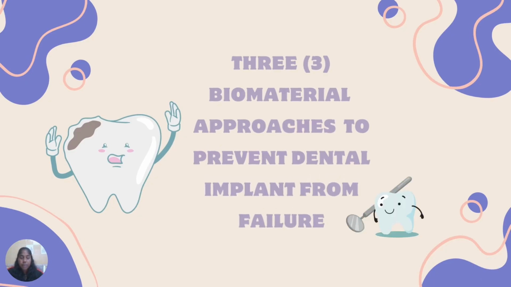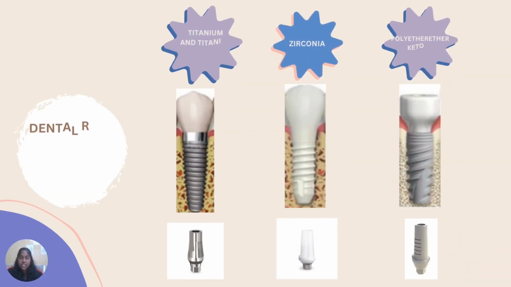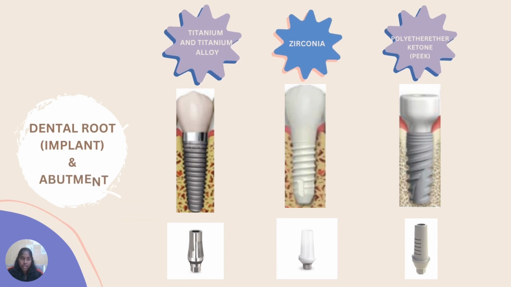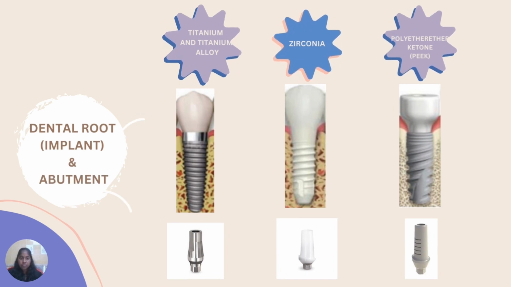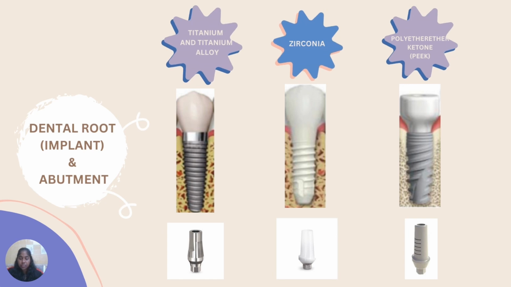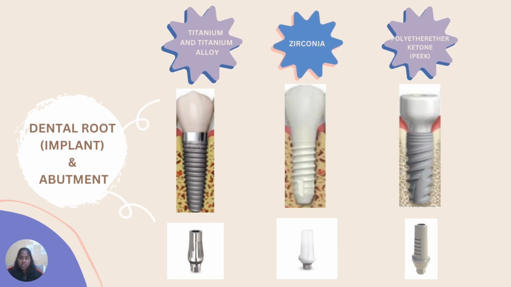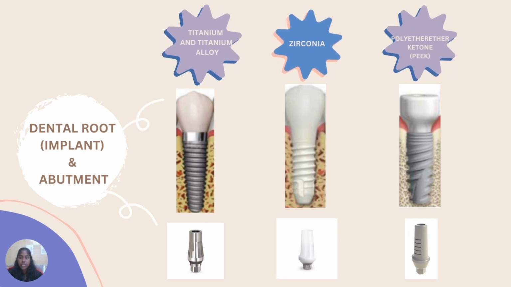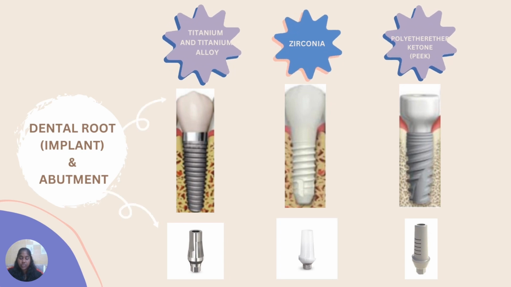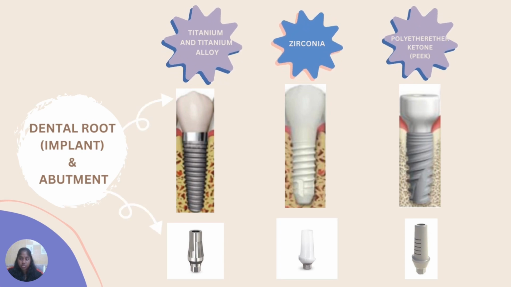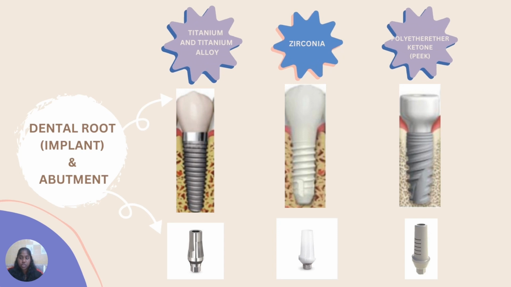So let's see three biomaterial approaches to prevent dental implant failure, for the dental root, abutment, and dental crown. First, let's see the biomaterial approaches for dental root and abutment. The first one is titanium and its alloy. Titanium 6 aluminium 4 vanadium is commonly used in dental implants and also as an abutment. Because titanium is biocompatible, it integrates effectively with surrounding bone tissue through a process called osseointegration and it can offer the strongest possible structure for the prosthetic teeth.